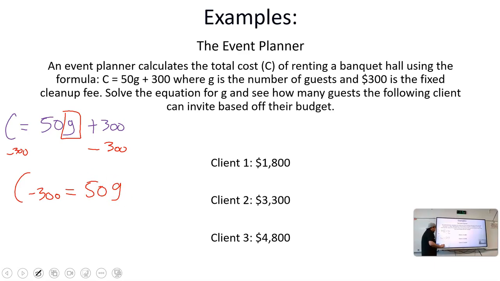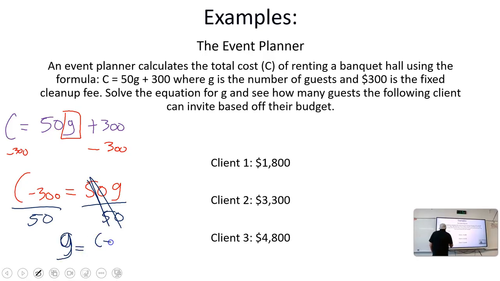Now we just want G by itself. So we're going to go ahead and divide by 50 on both sides. And we get G, so the 50s cancel out. So we get G equals the cost minus 300 divided by 50. So that's how I can figure out how many guests I can invite in this scenario.